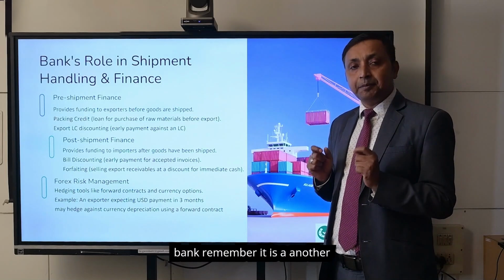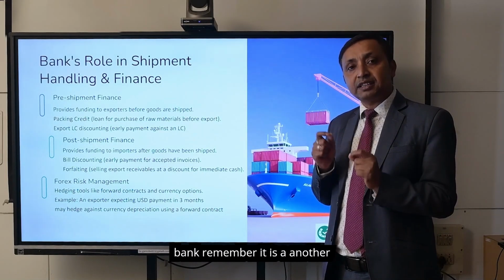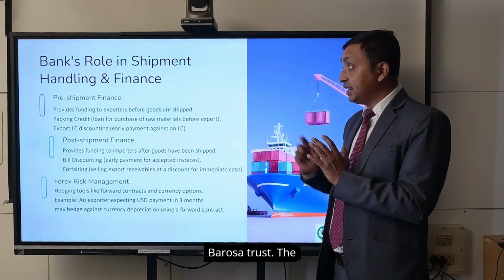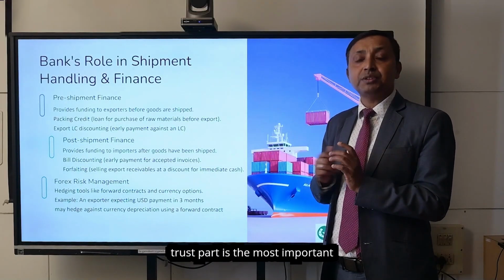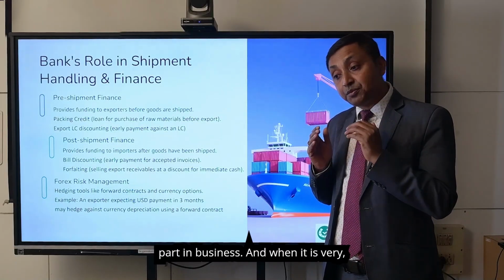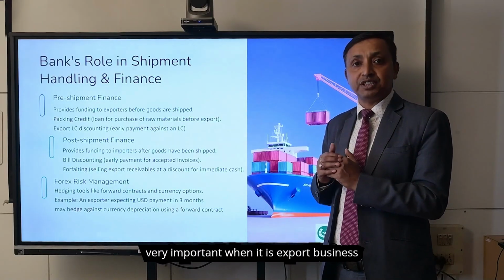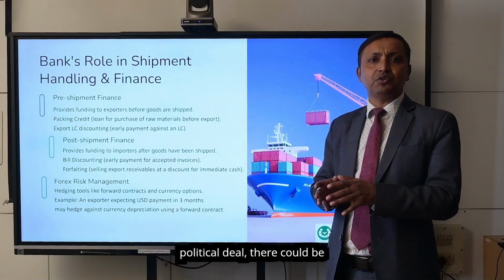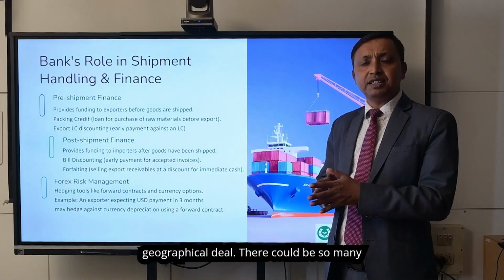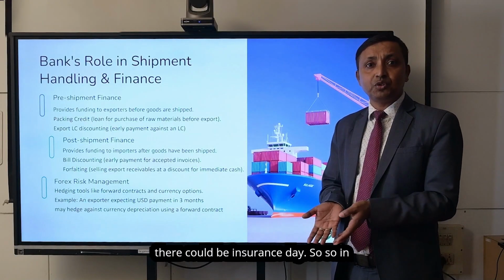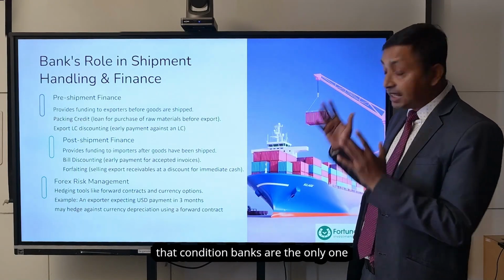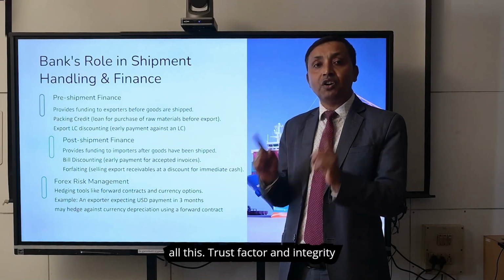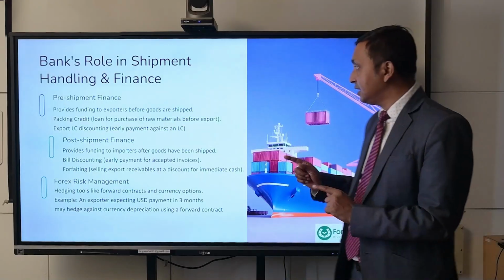Bank, when I'm saying bank, remember another name of bank is TRUST, trust, bharosa, trust. That trust part is the most important part in business, and it is very important when it is export business or import or export business, because it's a neighboring country. There could be political reasons, there could be geographical reasons, there could be so many reasons, there could be currency reasons, there could be insurance reasons, so many. So in that condition banks are the only organization who will take care of all this trust factor and nitty-gritty risk factors.